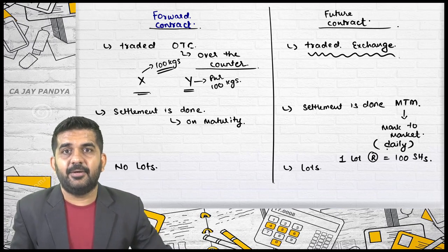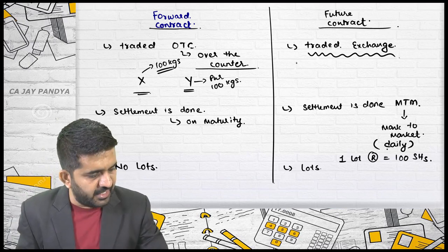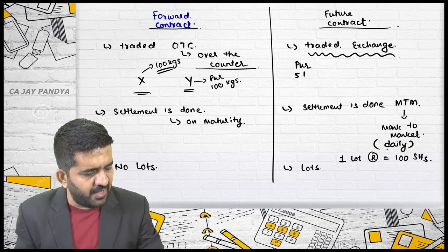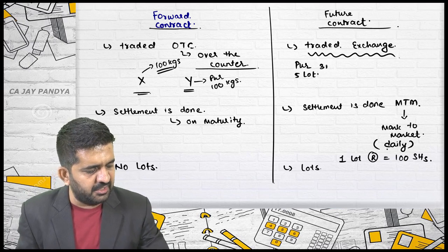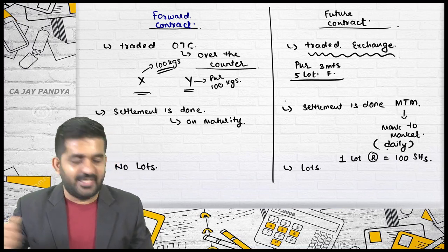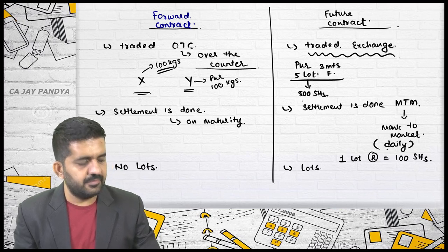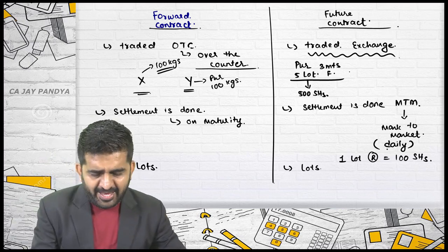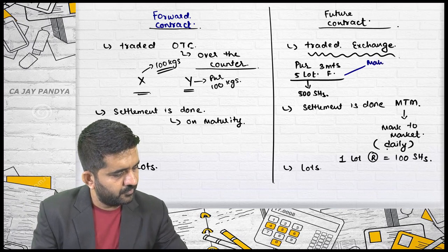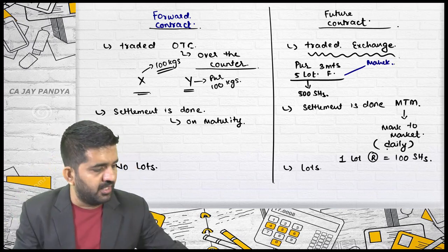Try to understand. I want to purchase 5 lots of Reliance in 3 months forward. Can I purchase it? The answer is yes. 5 lots is how many shares? 500 shares. But Mehak wants to sell only 2 lots of Reliance.